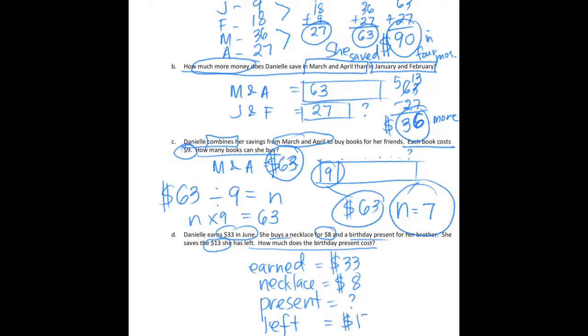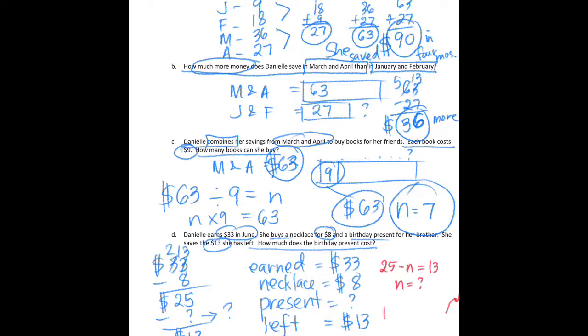And of course, she saves the $13 she has left. Now the question is, how much is the birthday present? So what I do is, I get my money, subtract 8, and then my answer is 25. I don't know the price of the present, but I know what's left, which is $13. And so we can play around with that. Number sentence: 25 minus question mark equals 13. And we can also use n for our unknown number. So 25 minus n equals 13. n is equal to what?